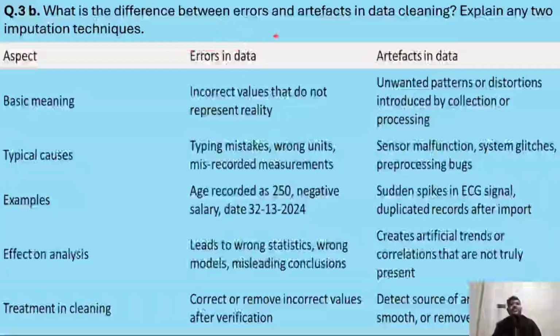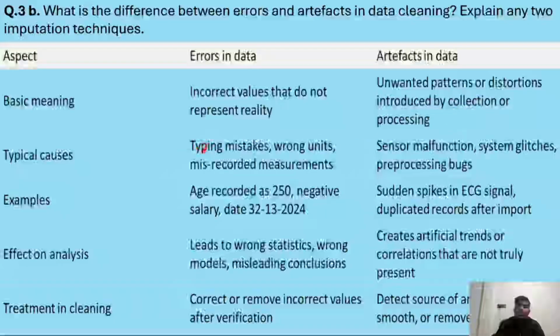What is the difference between errors and artifacts in data cleaning? Explain any two imputation techniques. So here we have the aspects: errors in data and artifacts in data. The basic meaning of errors: incorrect values that do not represent reality. And the basic meaning of artifacts: unwanted patterns or distortions introduced by collection or processing.